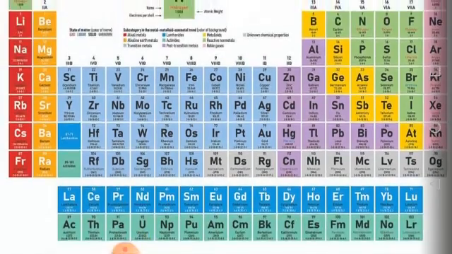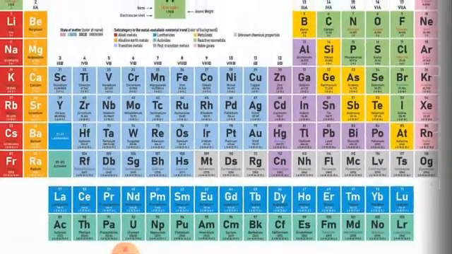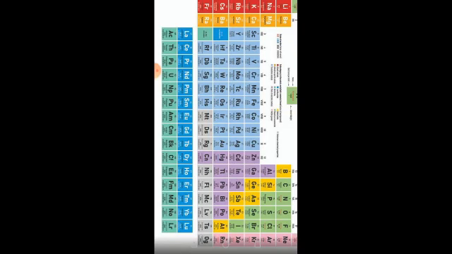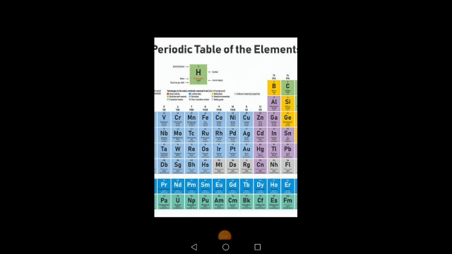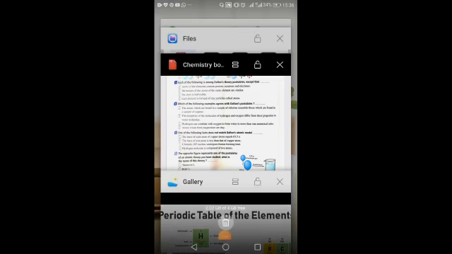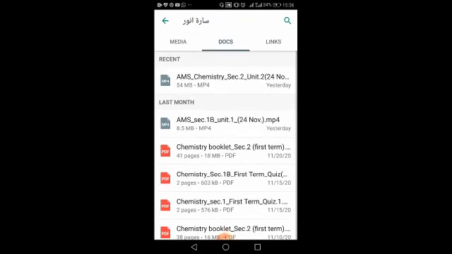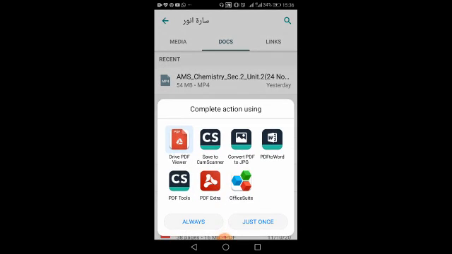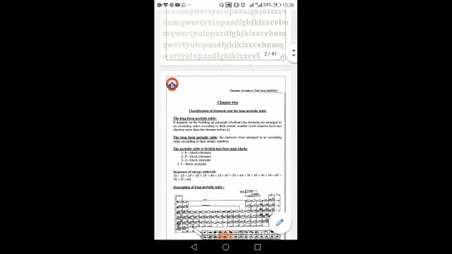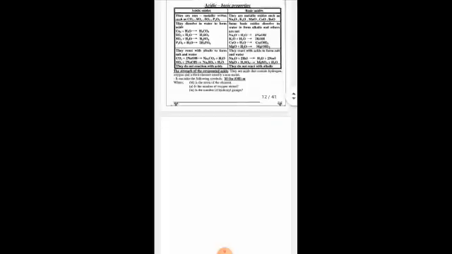Okay, this is our session for today. Today we will solve some problems to illustrate the idea of this lesson. Now we will take some examples of questions which we can solve.